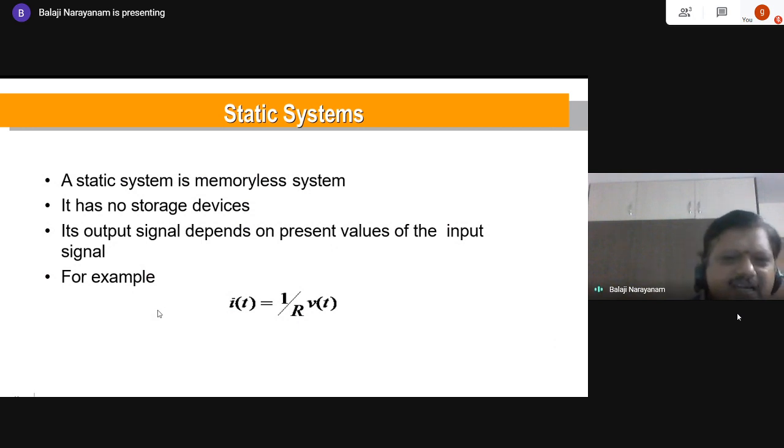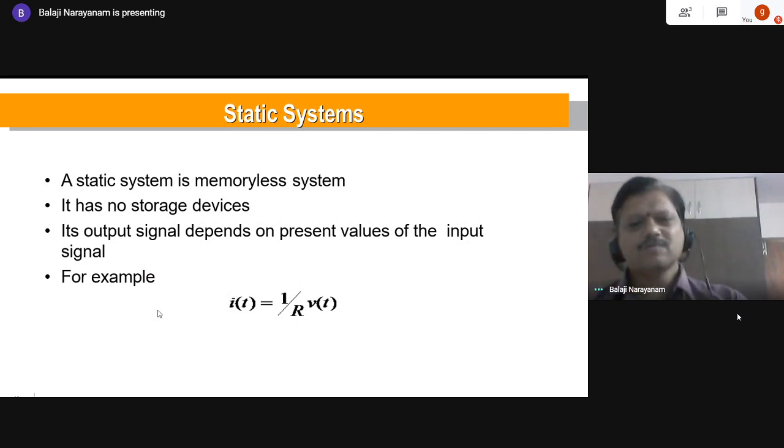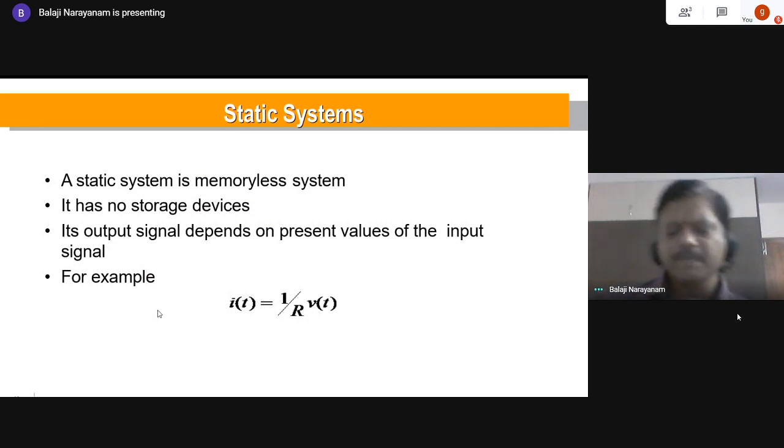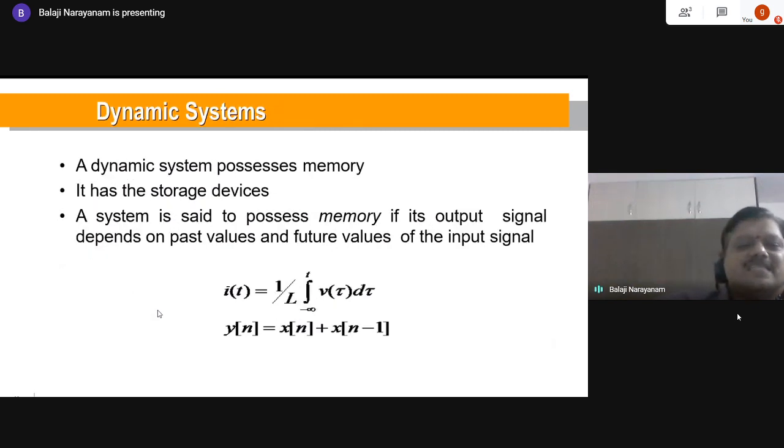Its output signal depends on the present value of the input signal, and there is no dependency on the previous values or the storage values, and hence we may say this is a memoryless system. For example, we have an electric circuit with a resistance R and applied voltage V. So i of t is equal to 1 by R v of t. So I is equal to V by R is the equation. We may say this is a static system.